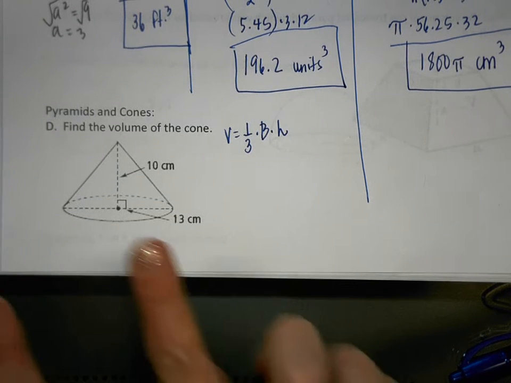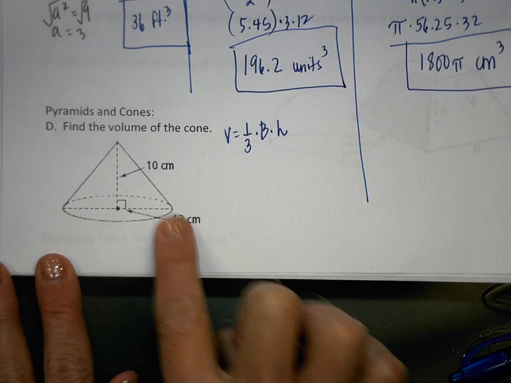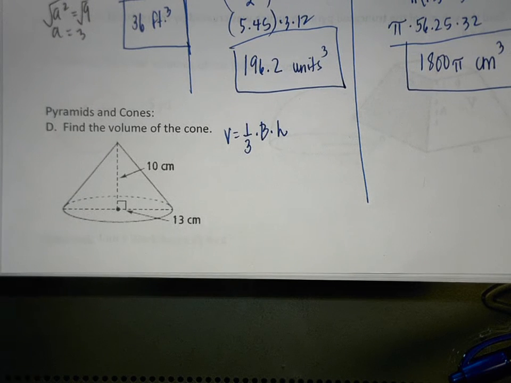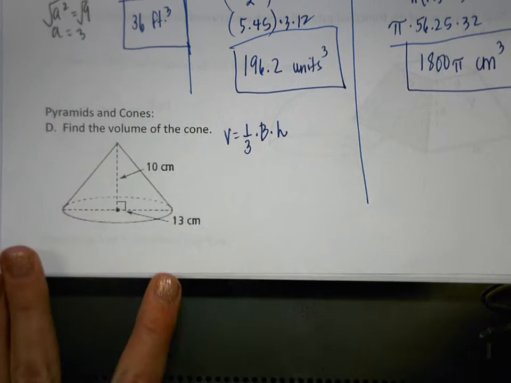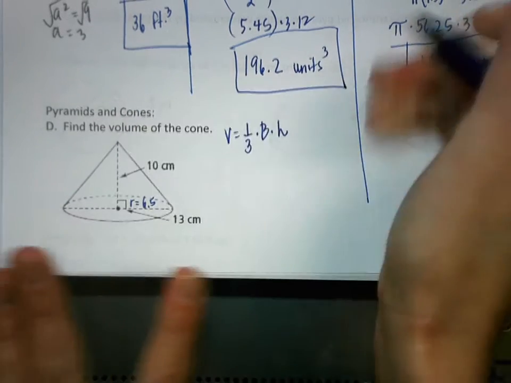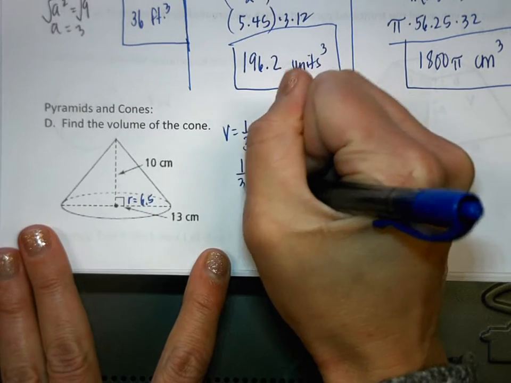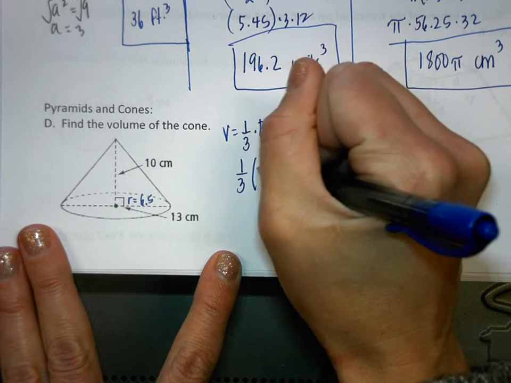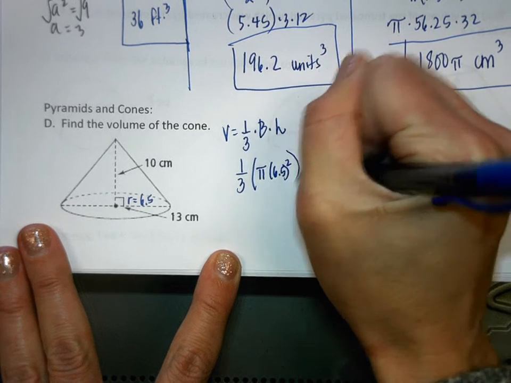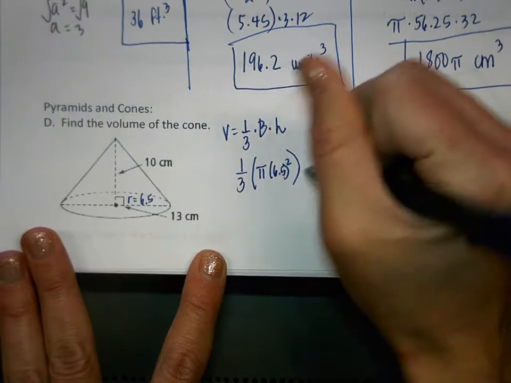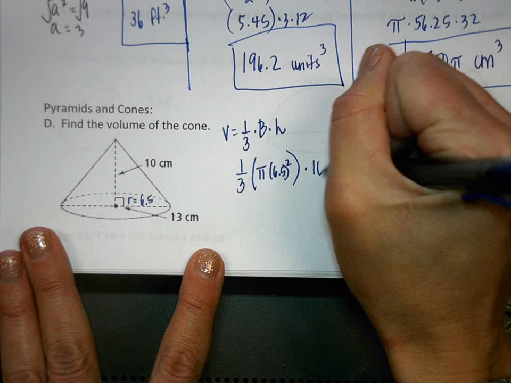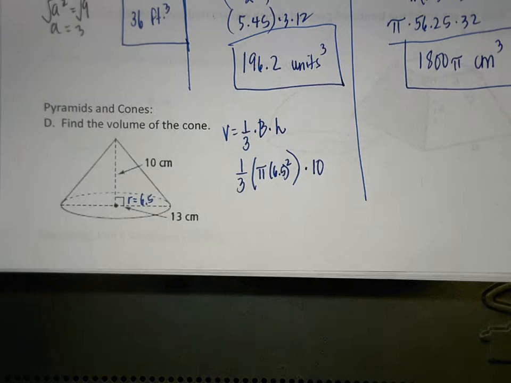Okay, so what is this base area? How will I find this base area? Okay, what is my R? 6.5. Very good. So R here is equal to 6.5. So if we're finding our volume, we're going to have 1/3. My base area is pi and then 6.5 squared. And then my height is going to be 10. Is everybody good with that?